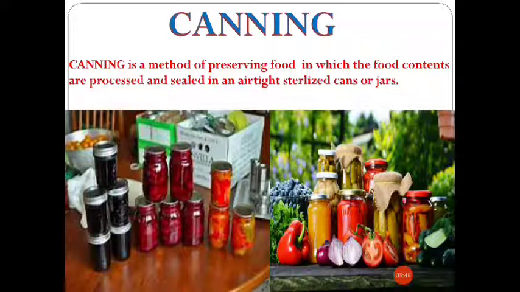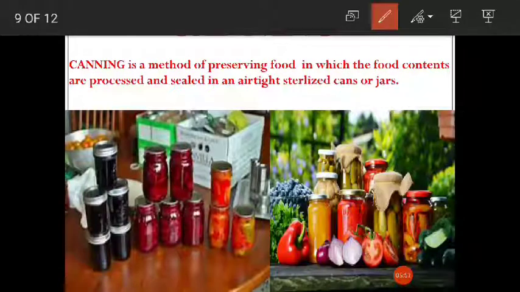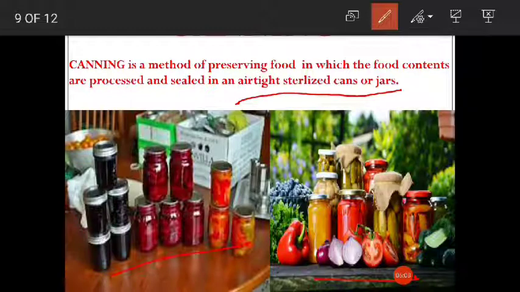Another method of preservation is canning. In canning, what happens? The food contents are first processed. Once they are processed, they are kept in sealed, airtight, sterilized cans or bottles. That means these cans and bottles are first heated to remove the microbes, and then processed food is kept inside it and sealed. And in this way, the food can be kept for longer durations. So this method of preservation is called canning.